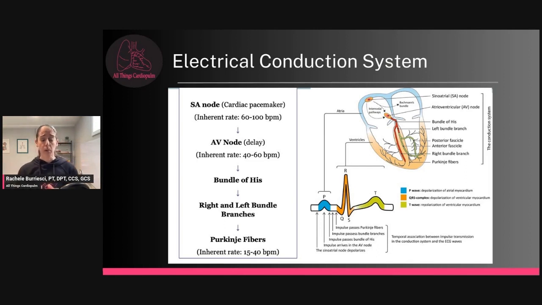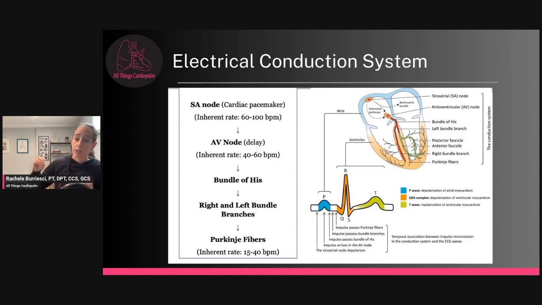The AV node's primary function is to delay that signal just for 1/10 of a second so that we allow time for the atria to fully contract and inject as much blood as possible into the ventricles. And we're going to see this on the ECG as a PR interval, or a flat line, an isoelectric line between the P wave and the QRS complex.